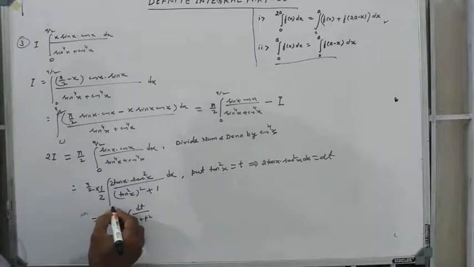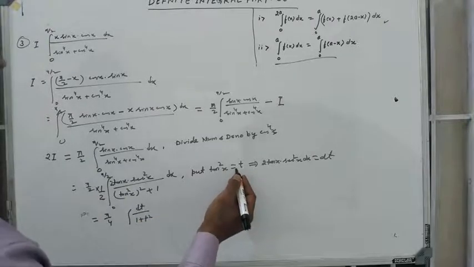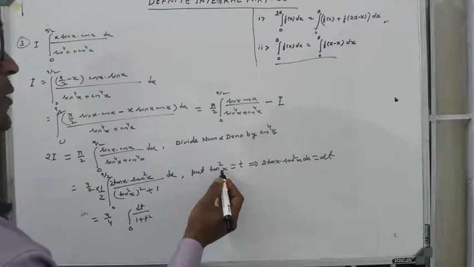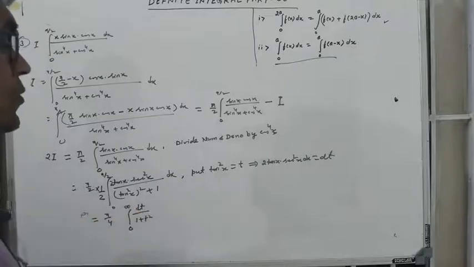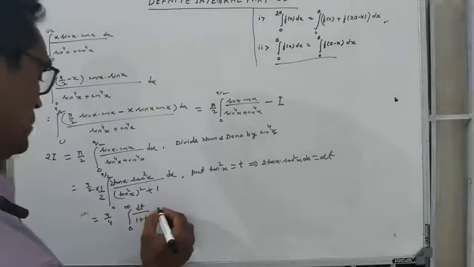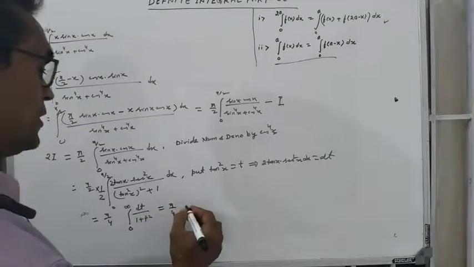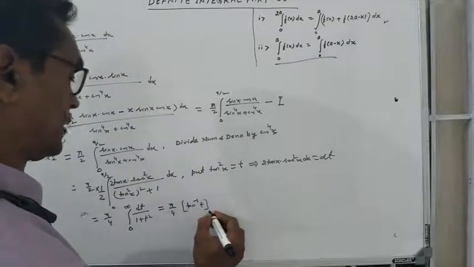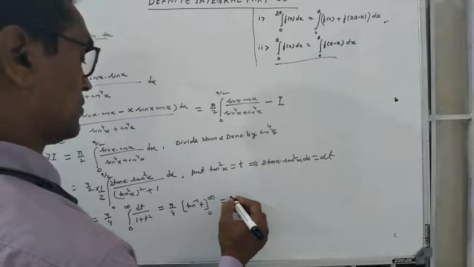Now the variable has changed, so the limits will also change accordingly. When x is 0, t is 0. When x is pi by 2, then t is infinity. So put infinity here. Now pi by 4 and the integral of this is tan inverse t, from 0 to infinity.